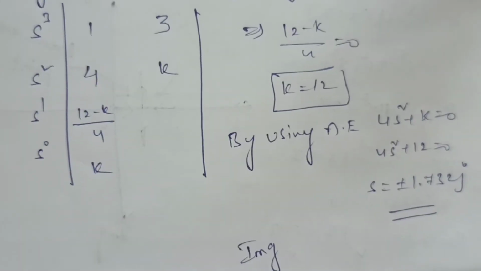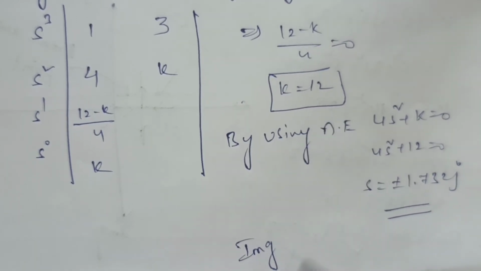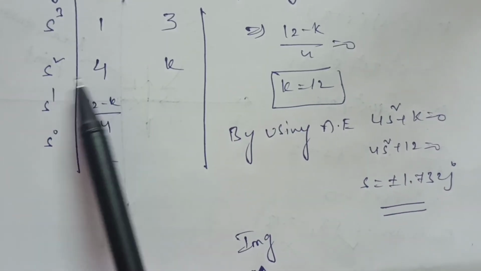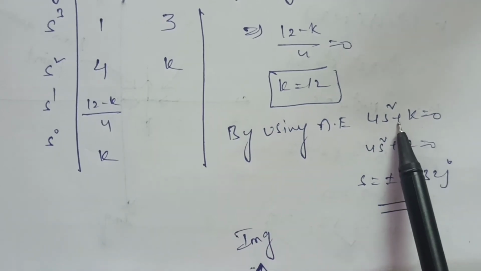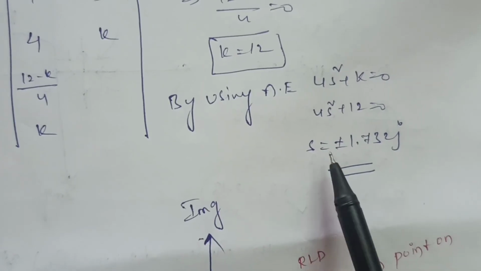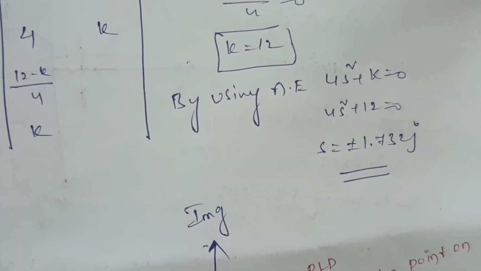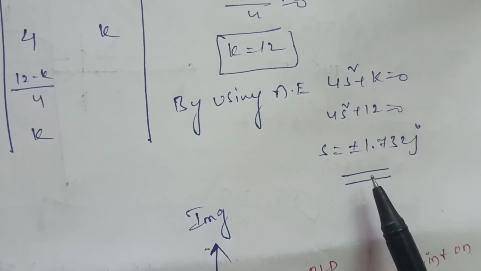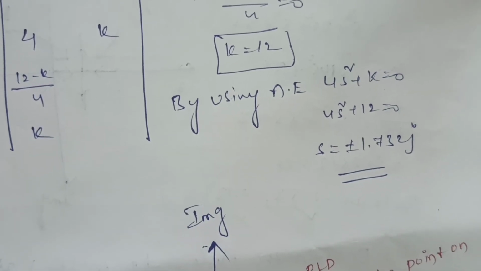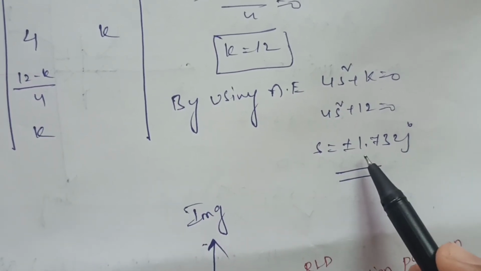From the RH criteria we get the value k equal to 12. By using this, if you take the auxiliary equation 4s square plus k equal to 0 and substitute the value 12, then we get the roots s equal to plus or minus 1.732j. That is the intersection point with the imaginary axis. Okay, where the root locus touches the imaginary axis, that point is plus 1.732j and minus 1.732j.